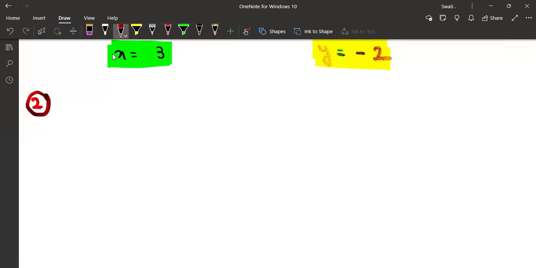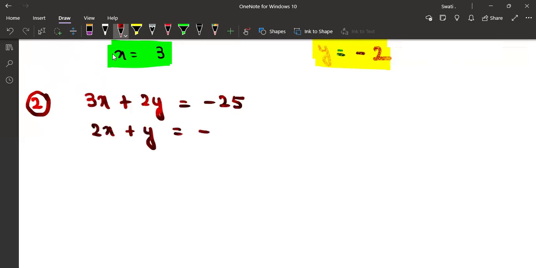Yes. So the question is 3x plus 2y is equal to minus 25 and 2x plus y is equal to minus 10. Tell me, Manya, what is the first thing that you will do? First, we will write the formula. Okay, that is correct. But don't you think that we need to write down this into this form?